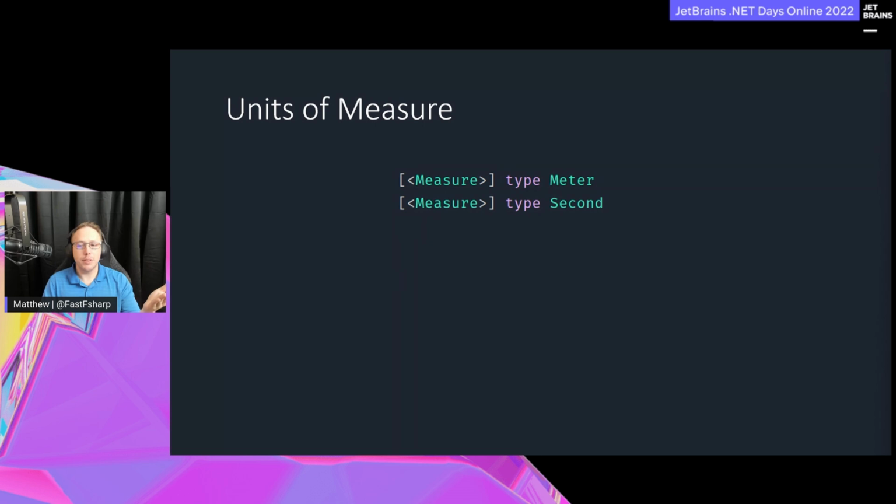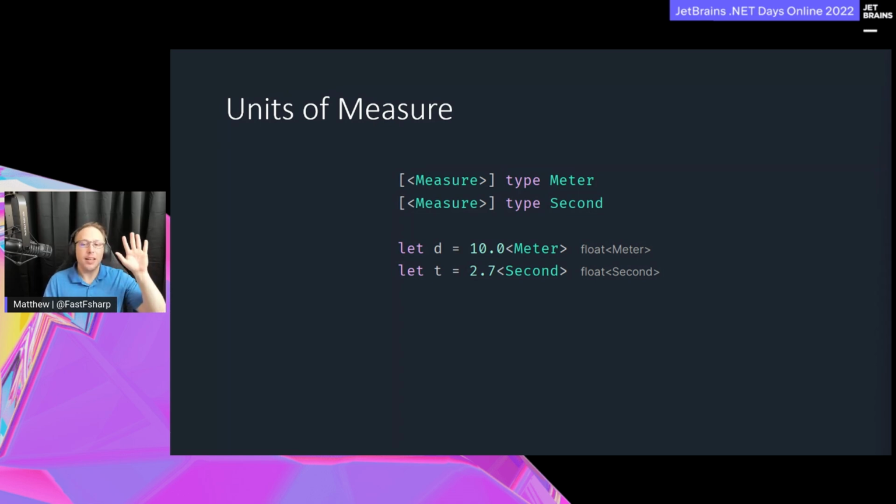And here I'm defining 2 units of measure, meter and second. And what I can do with this is annotate some floats and say, hey, D is 10, but it's 10 meters. And T is 2.7 seconds. I'm adding domain context to these primitives.